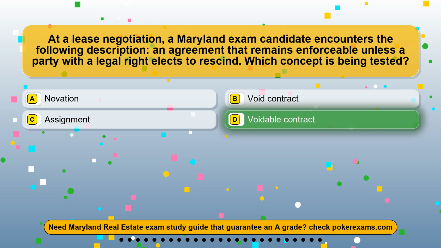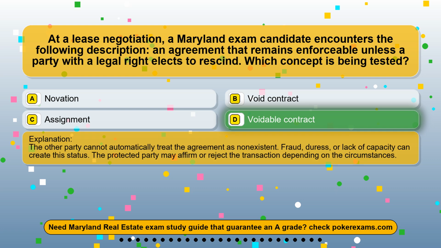The correct answer is option D, voidable contract. The other party cannot automatically treat the agreement as non-existent. Fraud, duress, or lack of capacity can create this status. The protected party may affirm or reject the transaction depending on the circumstances.